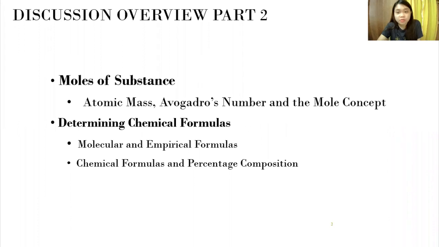For our discussion overview next week, which is part 2, this includes moles of substances. We will be learning about atomic masses, Avogadro's number, and the mole concept, and how these three are related in some calculations. Also, we will be determining chemical formulas, like how we could come up with molecular and empirical formulas, its rules, and also we will be learning about percentage composition.